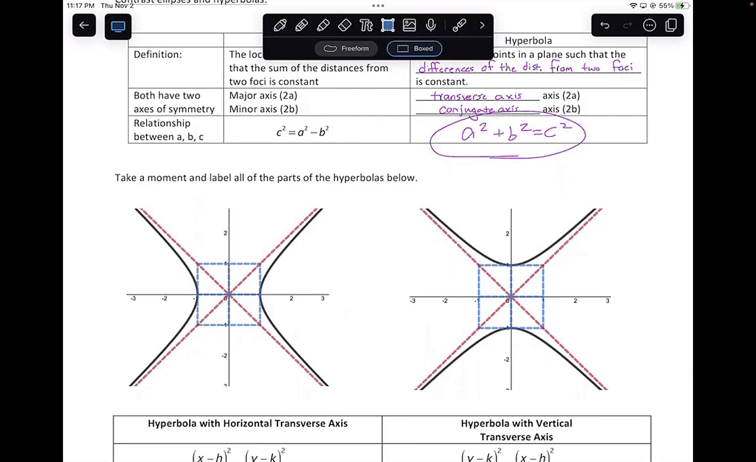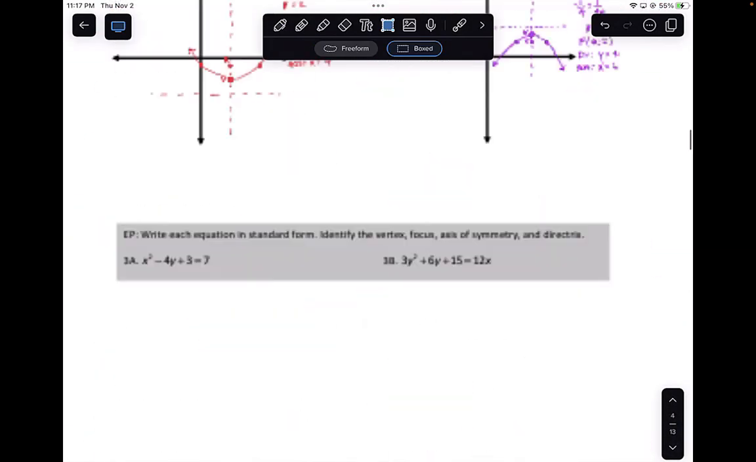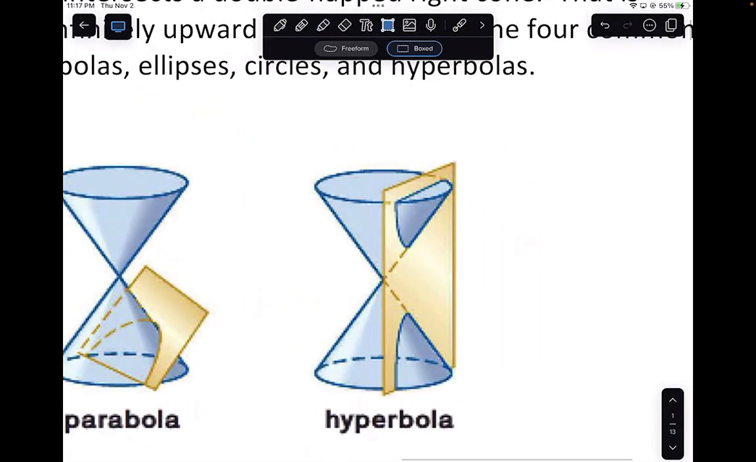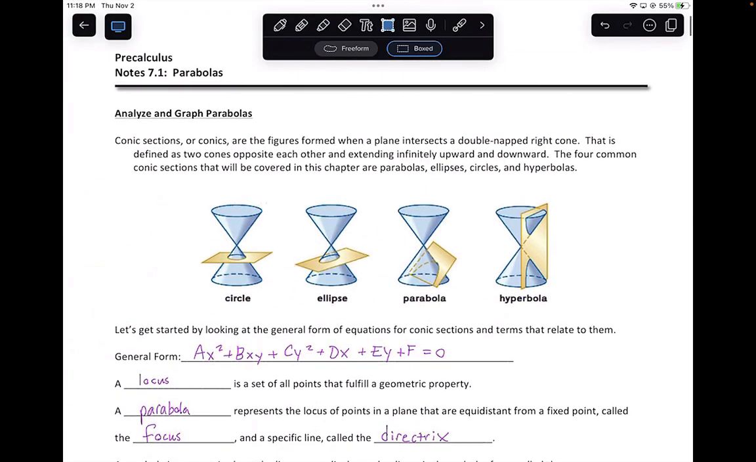If you go back to the front page, when we talk about where these conic sections come from, the hyperbola is when you take a plane and you intersect it with two cones going vertically, and you'll have two parts to these curves.